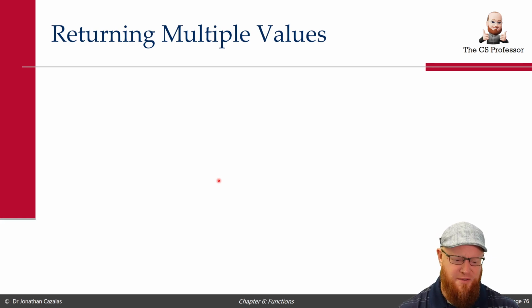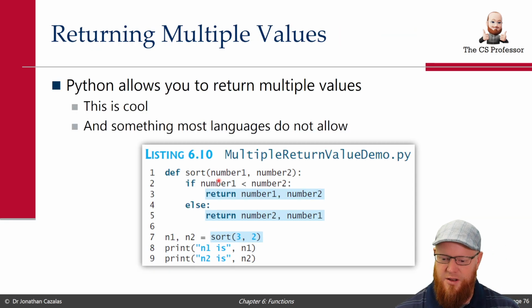Wait, I got ahead of myself. That's on the next slide. I got too excited because I want to code. Here, returning multiple values. This is pretty quick, just one more slide, simply letting you know something cool that Python allows you to do. You can return not one, but multiple values from a function.